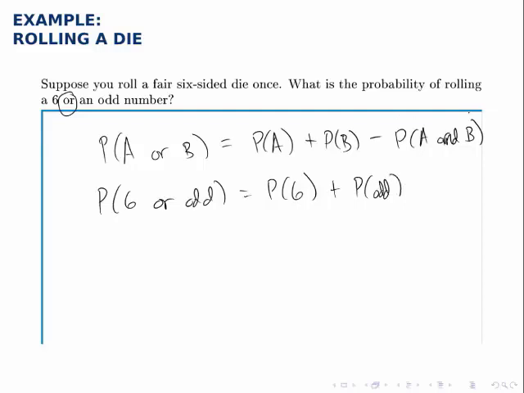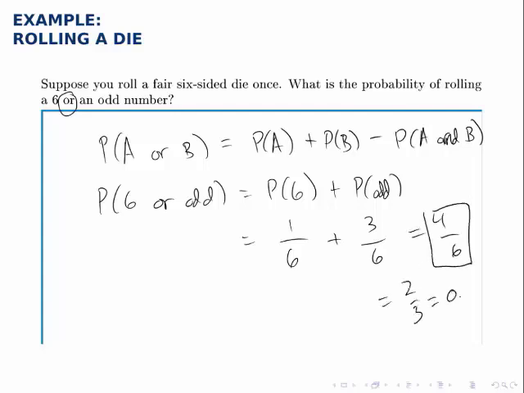the calculation. The probability of rolling a 6, well, there's 1, 6, and 6 total numbers, so the probability of rolling a 6 is 1 out of 6. Rolling an odd, well, there's 3 odd numbers, 1, 3, and 5, and 6 total possibilities. Adding those up, we get 4 out of 6, or 2/3, or 0.67, or 67% if you like.